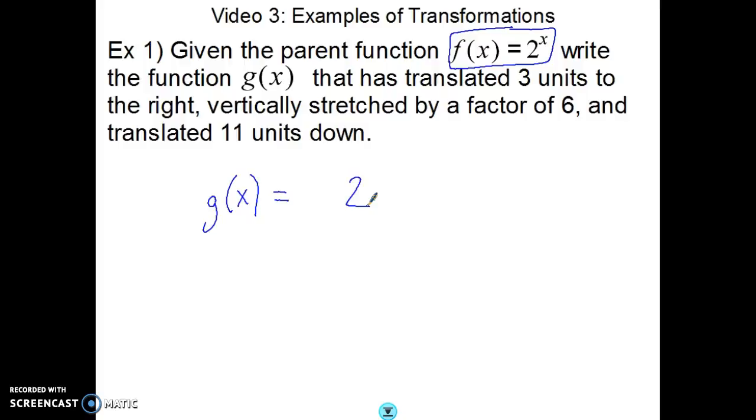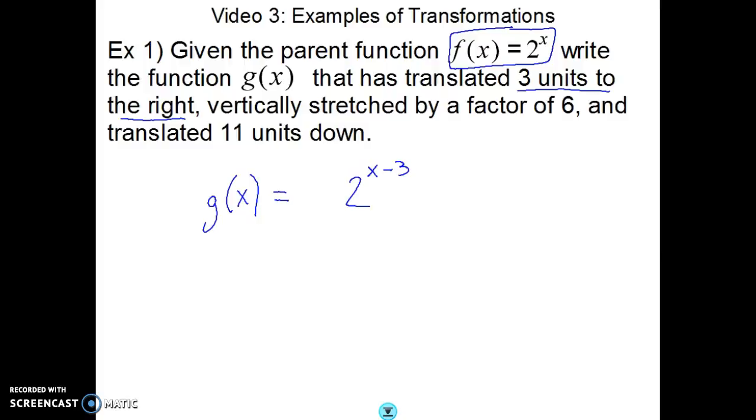Moving forward from there, there are actually three transformations we have to apply. The first is that our parent function is translated 3 units to the right. That's the first thing we want to pick out. Well, if you look back at your notes, you would remember that for a horizontal translation, which is what this is, we replace x with x plus or minus some number. So in this case, to go 3 units to the right, remember this is the opposite of what you'd think, we replace x with x minus 3.